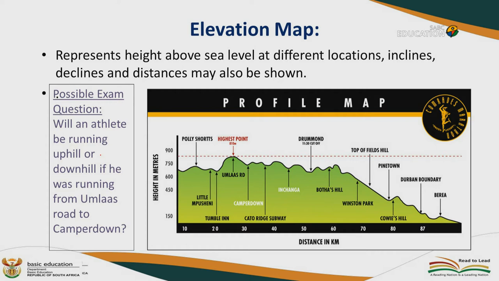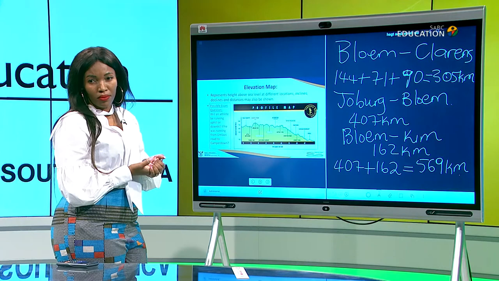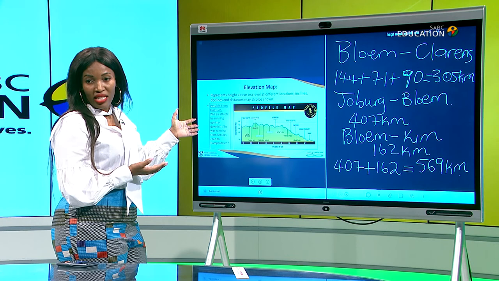So the possible exam questions that may be asked, this is one of the questions that they can ask: will an athlete be running uphill or downhill if he was running from Umlas Road to Camperdown? Now let's look at our map. Where is Umlas Road? There is Umlas Road. And where is Camperdown? This is Camperdown. So between these two places, will the athlete be running uphill or downhill? I think we can all see that from Umlas, it is going down. Therefore, the athlete would be running downhill. So this is just an example of the questions that you can expect from a map like this.